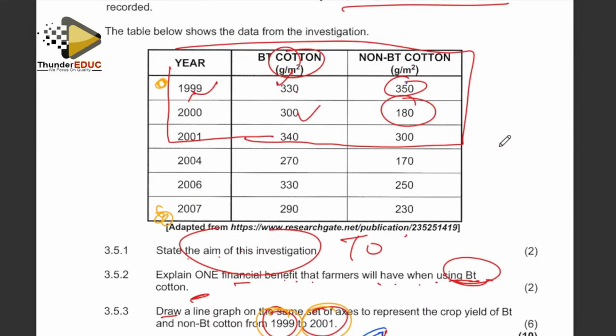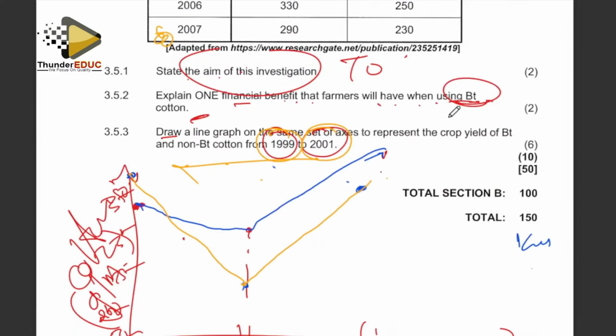Someone is saying that they thought they were crazy, drawing a parabola. Guys, it's like that, man.